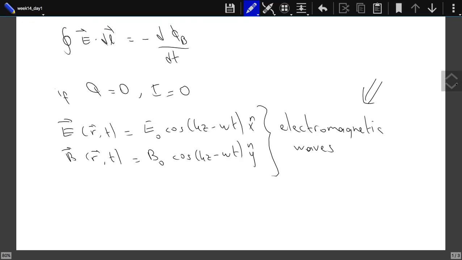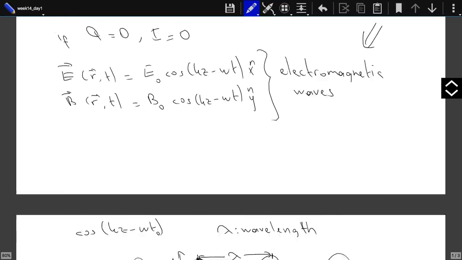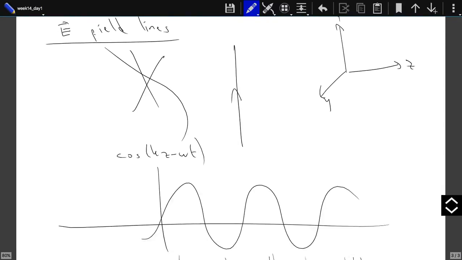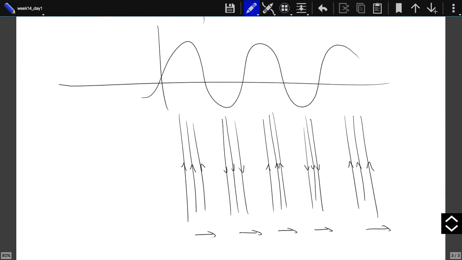First, let's proceed. Now, does this help you visualize what is going on over here? We have all these electric field lines, of course, in the x direction, pointing up or down. They're alternating, and they are all moving in one direction. Then we have the magnetic field lines in this direction here, and in this direction over here. They're also moving with the same velocity as the electric field.